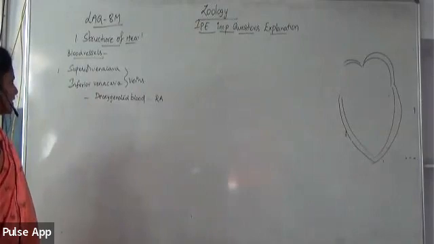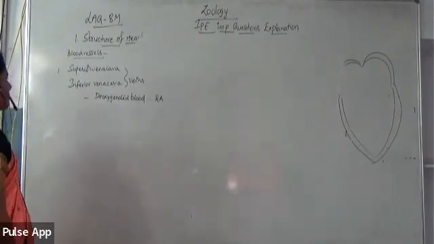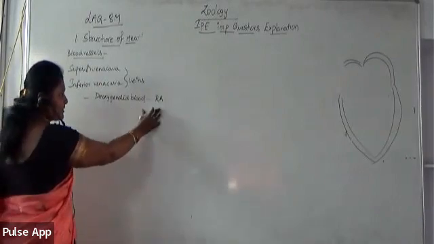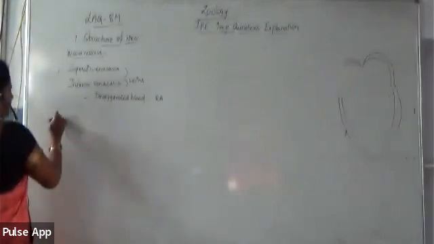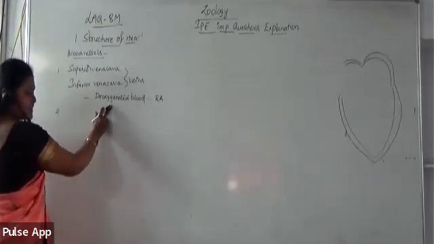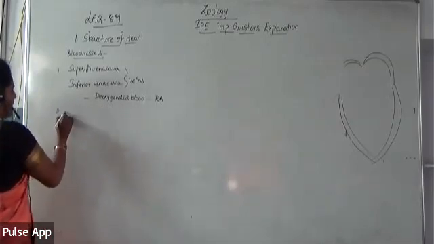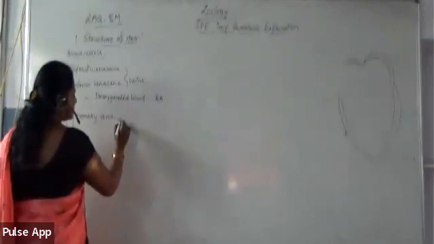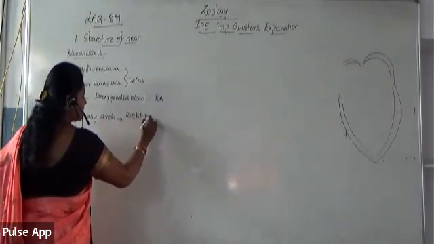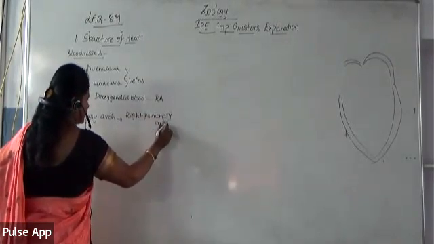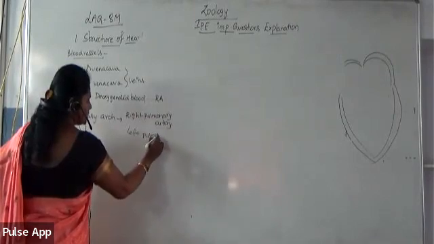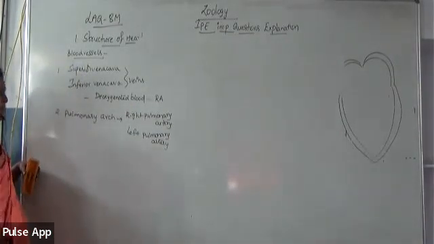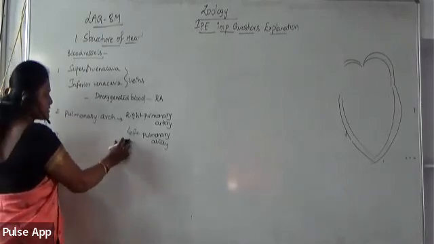So RA means right atrium of the heart, but in the exam you need to write the full name. So the superior vena cava and inferior vena cava will collect deoxygenated blood from different body parts and open into the right atrium of the heart. Then from the right atrium, the deoxygenated blood is pumped into the right ventricle. From the right ventricle, the pulmonary arch arises, which contains two branches, right pulmonary artery and left pulmonary artery. You need to show two branches for the pulmonary arch, the right pulmonary artery and the left pulmonary artery, which carry deoxygenated blood to the lungs.